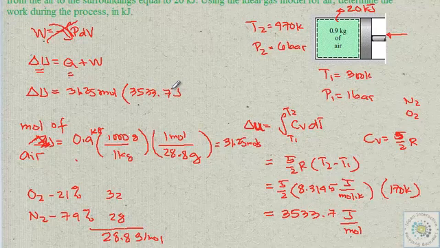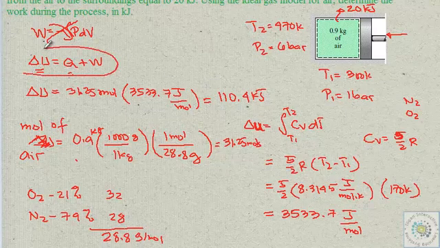3533.7 joule per mole. Therefore delta U will just be equal to 31.25 times 3533.7. That will give me 110,428 joule, but since I'm using kilojoule, that will just be 110.4 kilojoule.